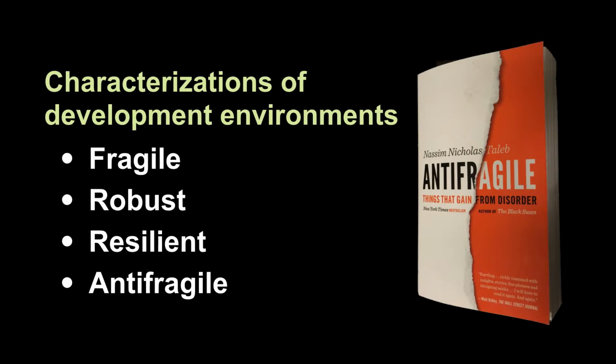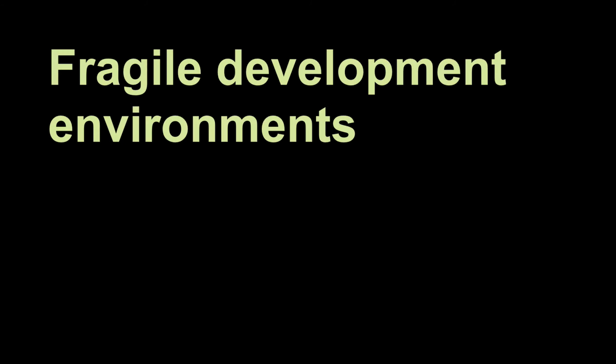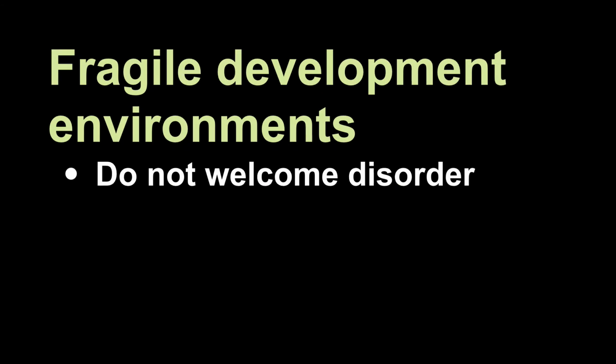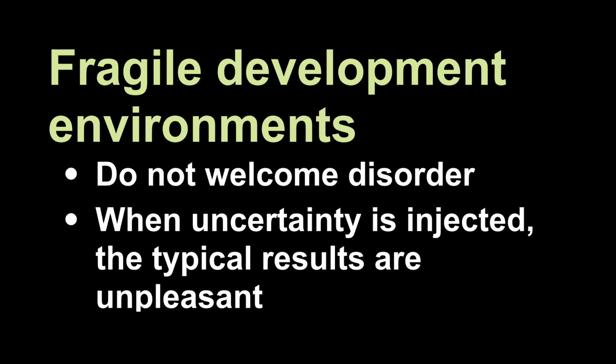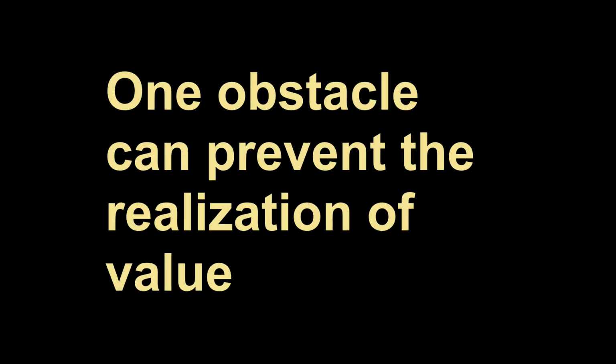Every development environment can be characterized in terms of its fragility, robustness, resilience, and antifragility. A development environment that tends to be fragile does not welcome disorder. When uncertainty is injected, the results may be unpleasant. In a fragile development environment, one obstacle can prevent the realization of value.